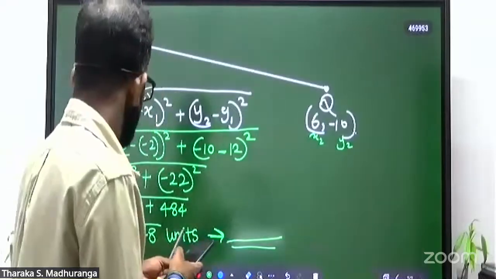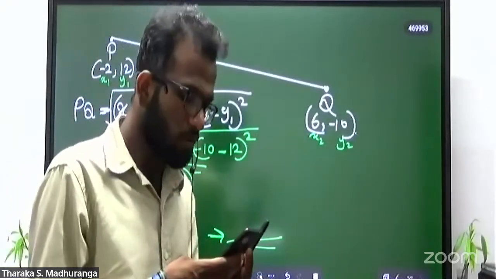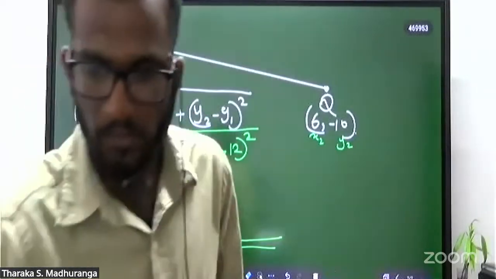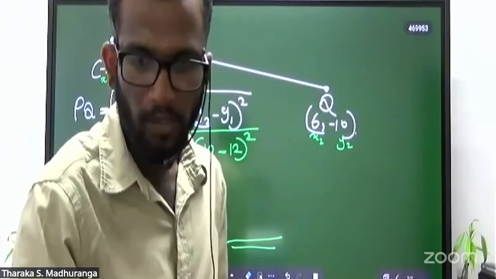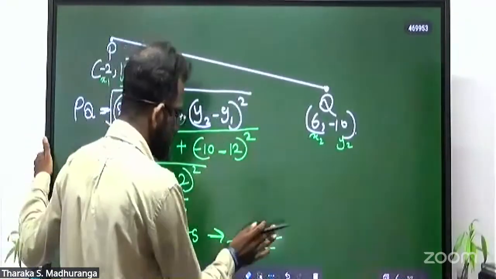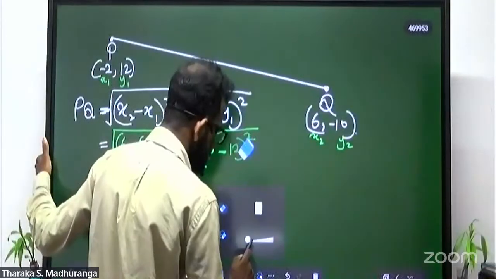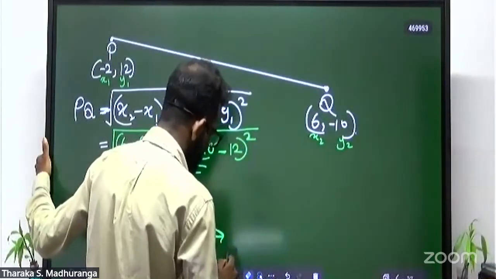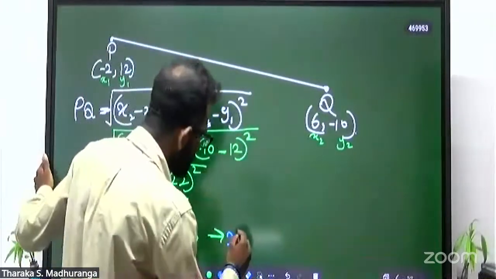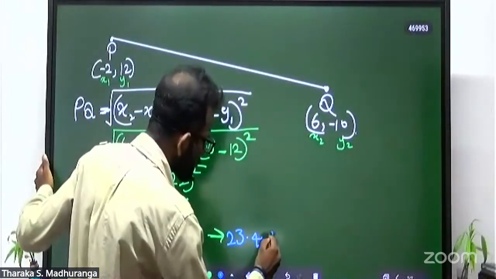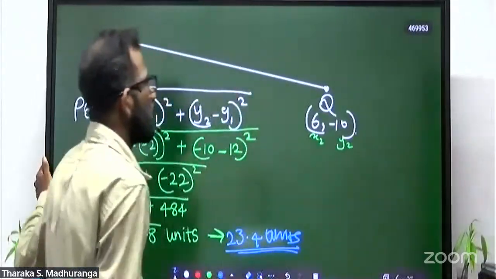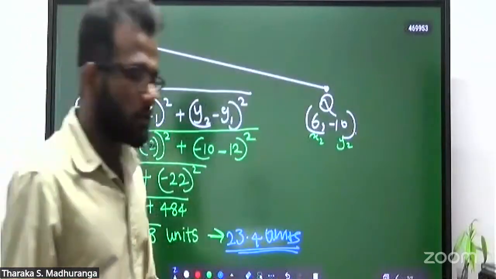Root 548 is now 23.4. Then Kabir is correct. Yeah, correct. It is 23.4 units. Okay.